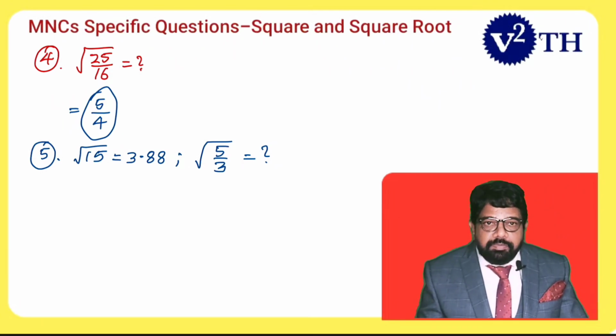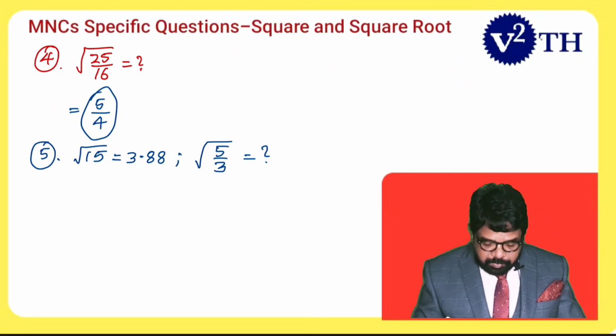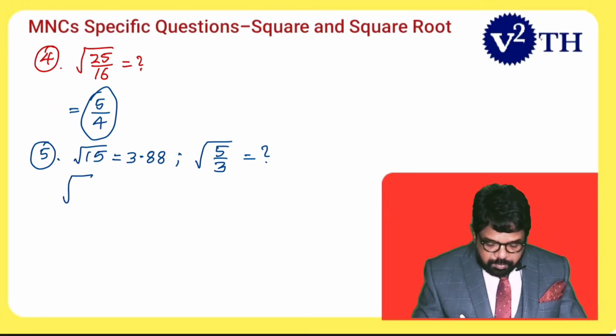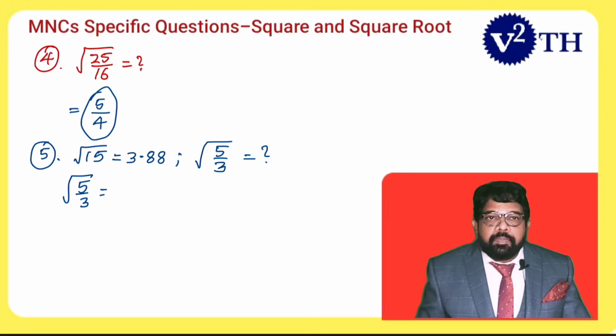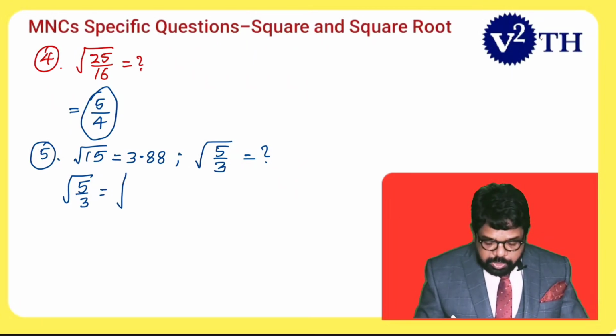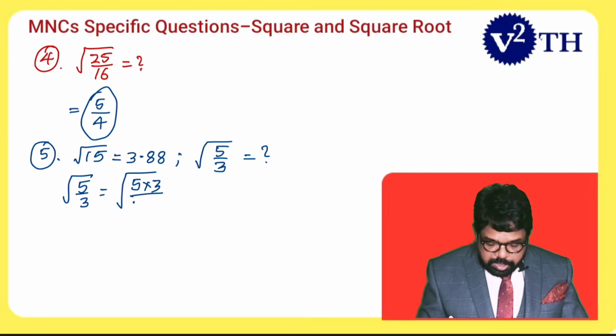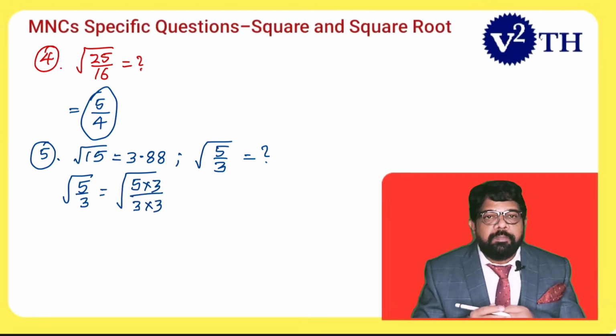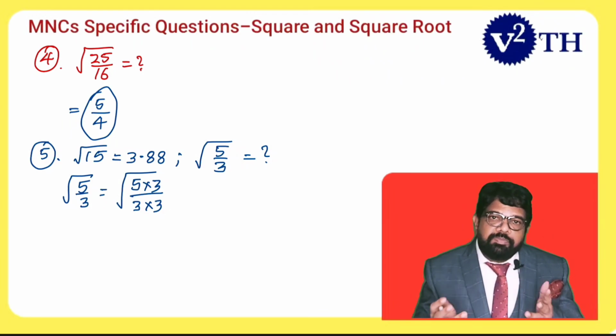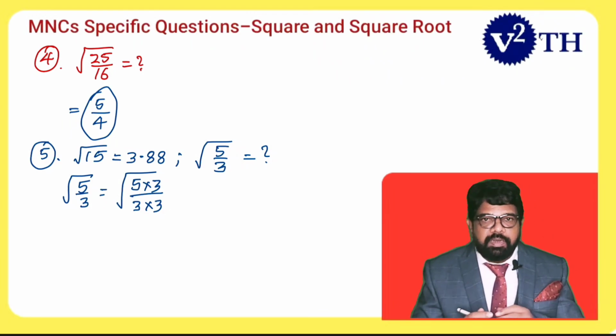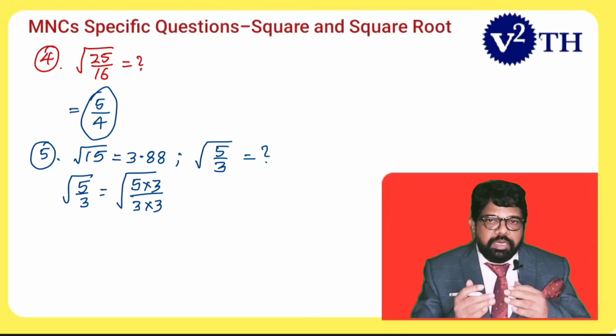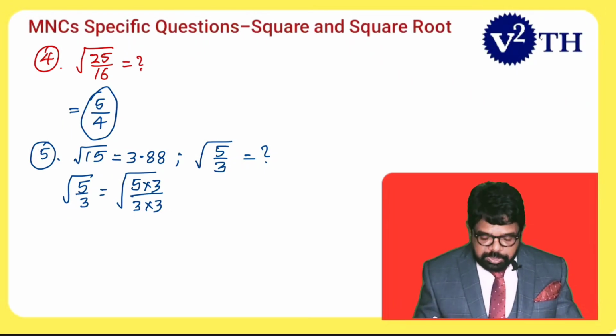Okay, root 15 is given, and you have to apply that. Now, root 5 by 3 can be written by multiplying root 3 in the numerator and denominator. So into root 3 in the numerator, in the denominator also into root 3, its value cannot be changed. Why do you take only into root 3? Because 5 is there, and into 3 means 15, so root 15 is given. That is the simple plan you have to make.